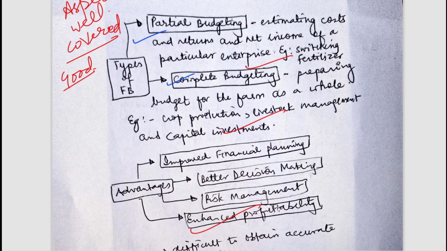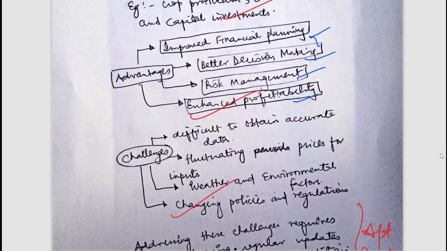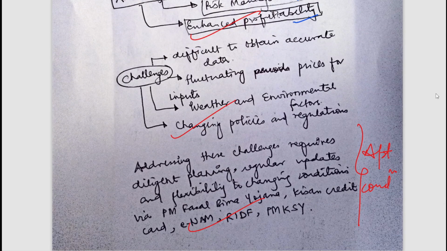Partial budgeting is for a particular enterprise for a particular time. But when you do it for the complete farm, taking the whole farm as a unit, it is known as complete budgeting. Advantages have also been mentioned: improved financial planning, better decision making, risk management, enhanced productivity. Challenges have also been mentioned: difficulty in obtaining accurate data, fluctuation in prices, environmental and weather changes, climate change, and changing policies and regulations. Very well written answer. You can pause the video and read it in detail. So this was the second question.